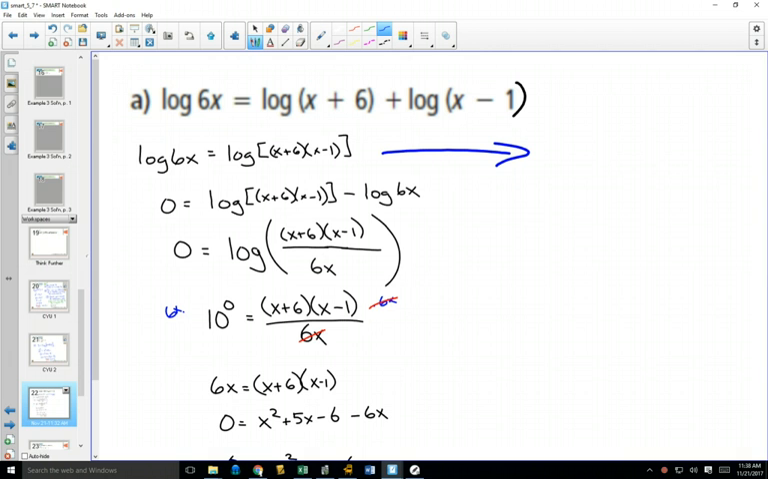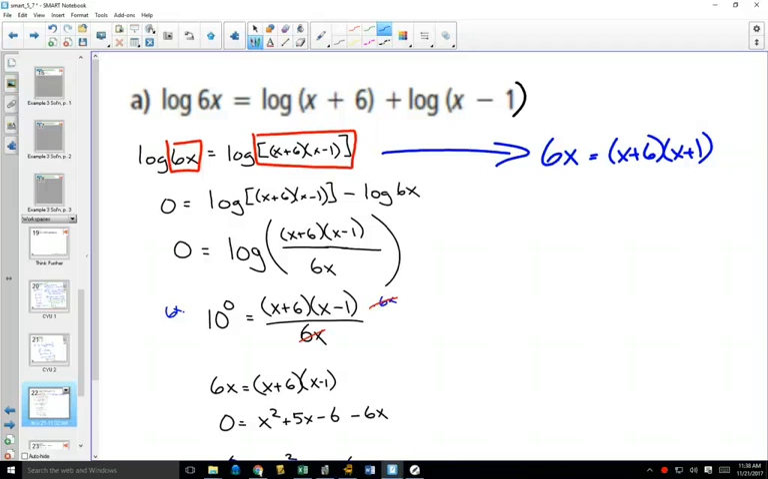So if I have log of 6x is equal to log of this, by logic, what does that mean about the red boxes? They're equal. So I could have said at this point, 6x is equal to x plus 6 times x plus 1. Can you see the logic there? How many steps did I skip? Quite a few.